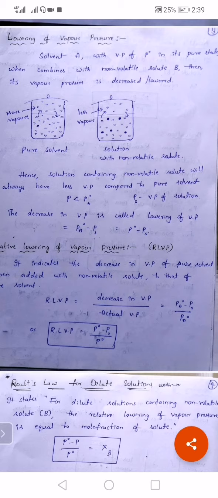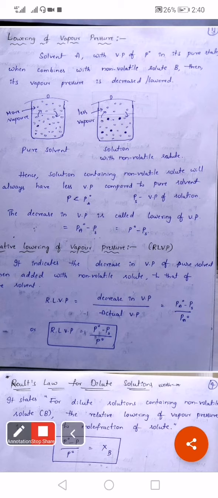And we have seen that four types of colligative properties were observed. One is lowering of vapor pressure, then elevation in boiling point, depression in freezing point, and osmotic pressure. Now, let us learn about the lowering of vapor pressure. What is lowering of vapor pressure?